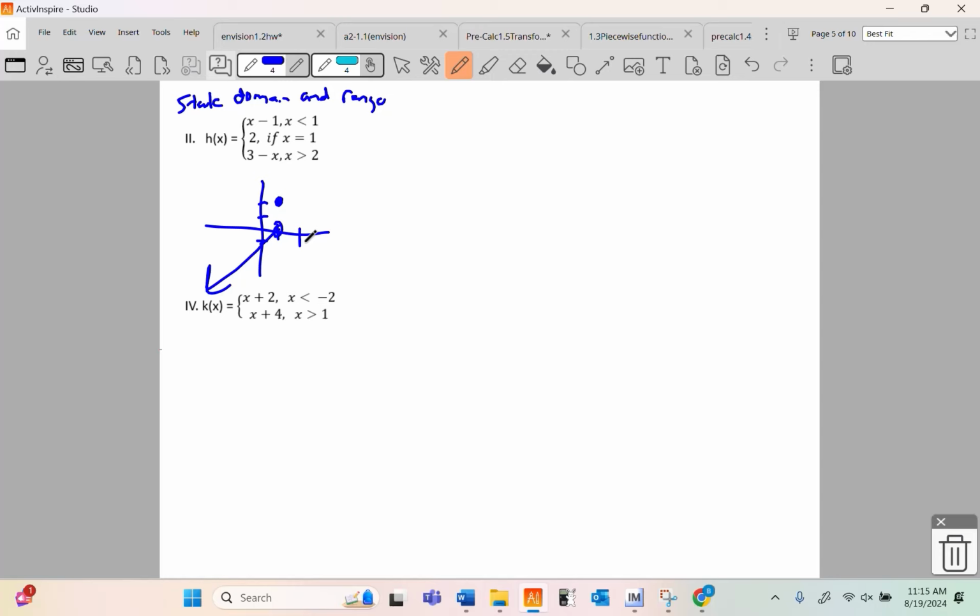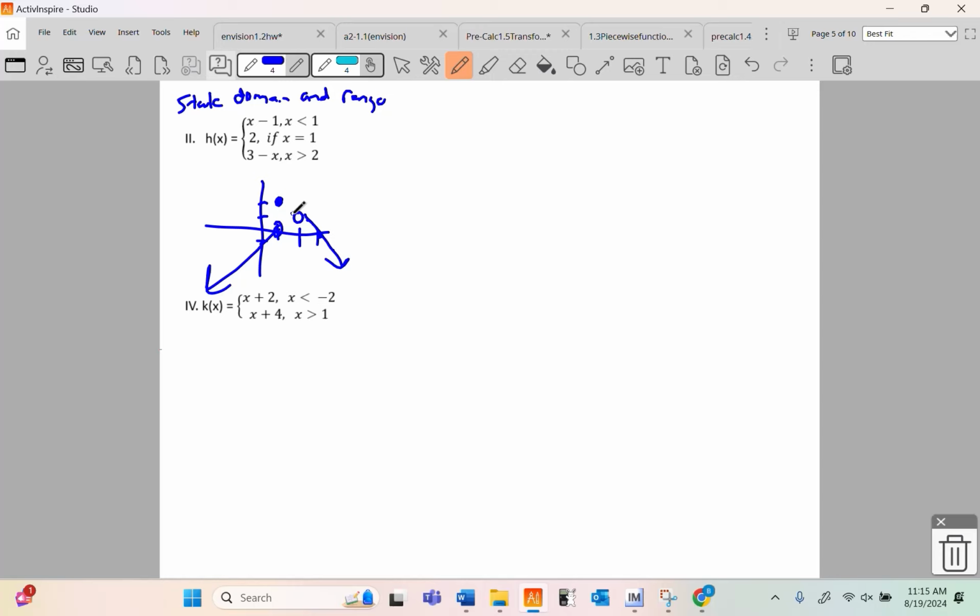It's 3 minus x. So if x was a little more than 2, if x was 2, I'd have a 1 back, and it'd be an open hole. If x was 3, I'd have a 0. And if x was 4, I'd think 3 minus 4, negative 1. It'd look like this. This thing is funny.